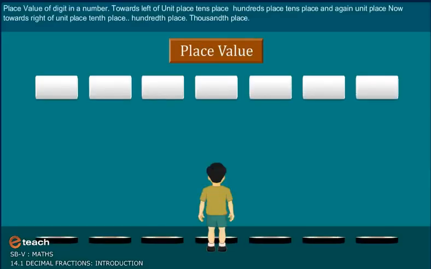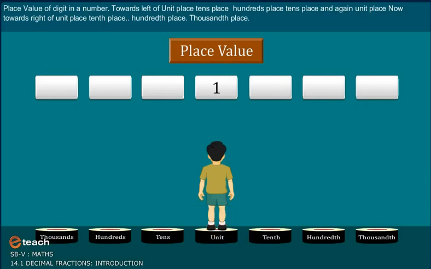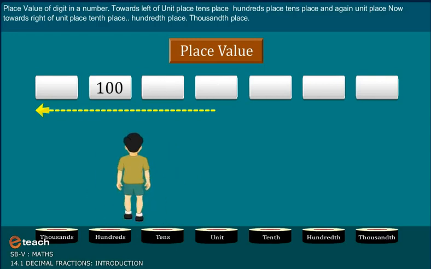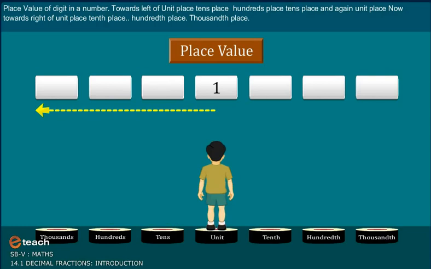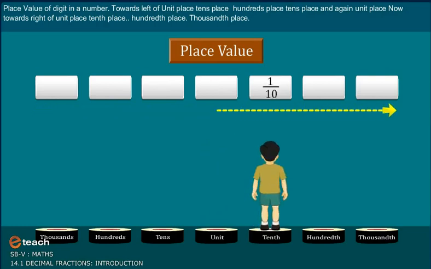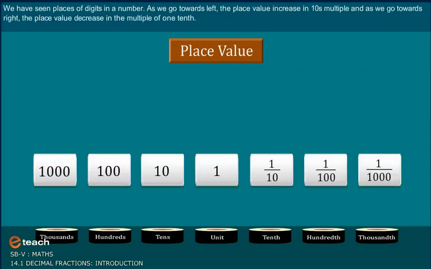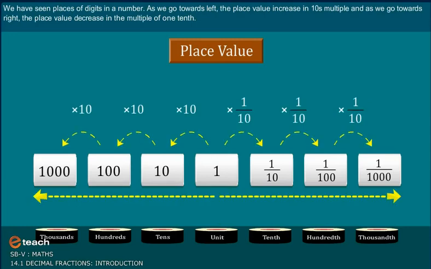Now the place value of a digit in the number. Towards left of unit place, tens place, hundreds place, thousands place and so on. Now towards right of unit place, tenths place, hundredths place, thousandths place. We have seen places of digits in a number. As we go towards left, the place value increases in multiples of 10. And as we go towards right, the place value decreases in multiples of 1/10.